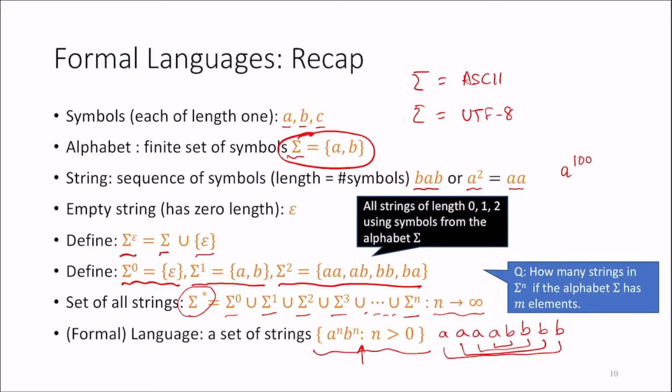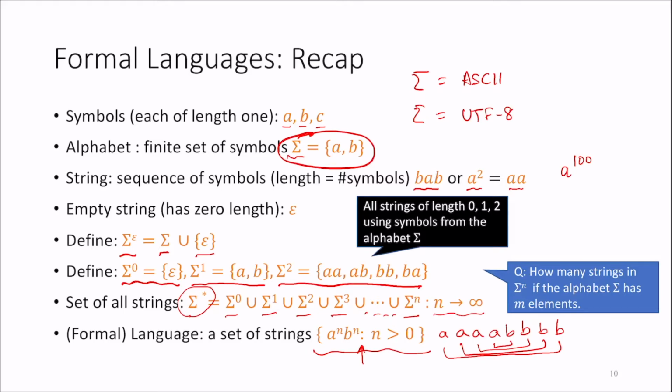So one question for you is to write down a formula for how many strings will be in the set sigma^n if the alphabet sigma has m elements. That will help you understand the nature of this set and how quickly it grows.